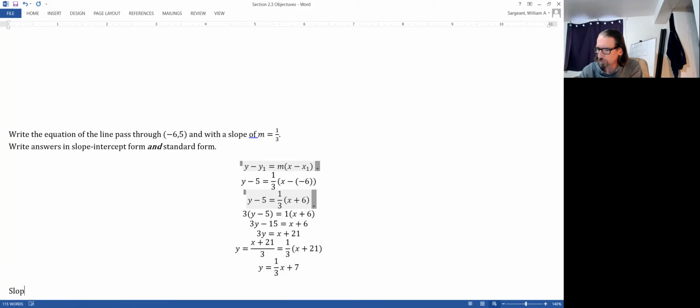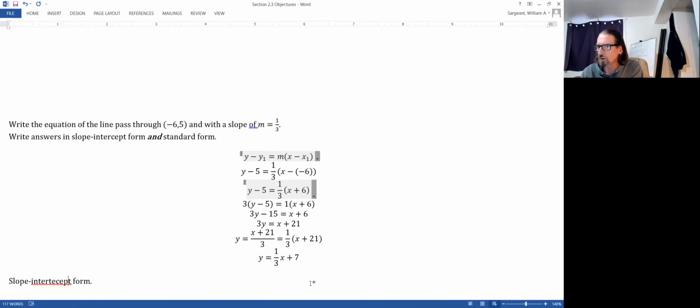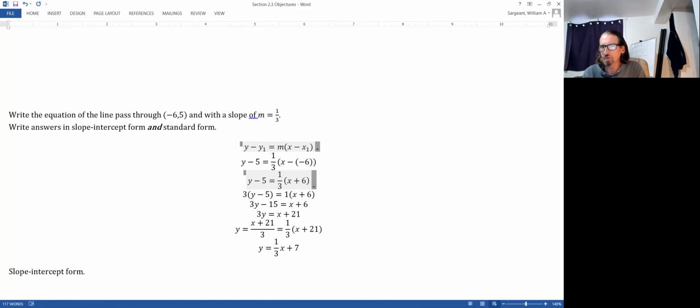As for the standard form, since I mentioned earlier that we're being held to a rule about A, B, and C not being fractions or decimals, number 1, and number 2, that A be greater than 0, i.e. A has to be positive. What I did back here to get rid of the fraction for a little while at least, now I can rewrite that, subtract x from both sides. So it's no longer on the right-hand side.